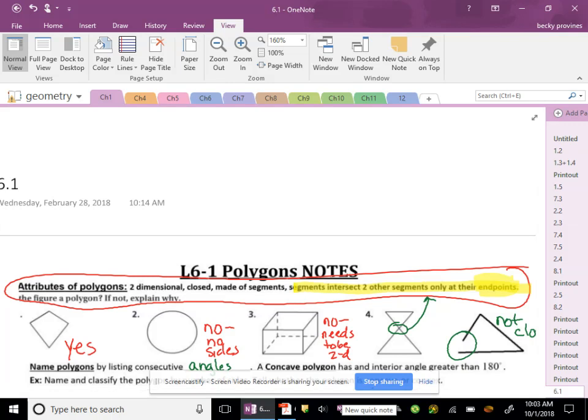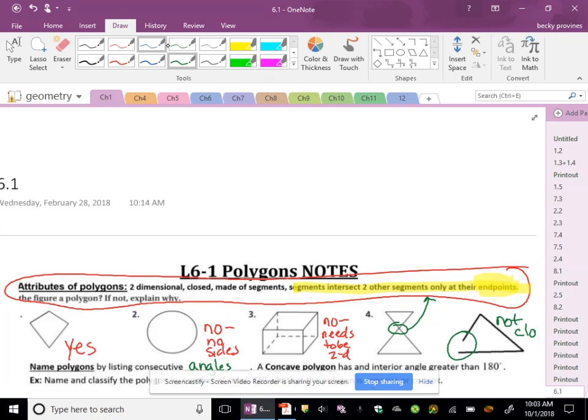Now, first of all, let's go over the definition. A polygon is a two-dimensional figure. It is closed, made of segments, and it intersects segments only at the other segments' endpoints. So we're going to go through and explain why the answers are what they are for the next section.